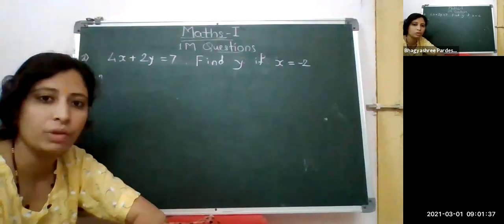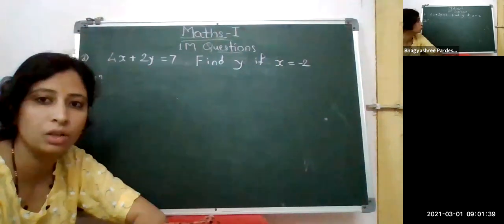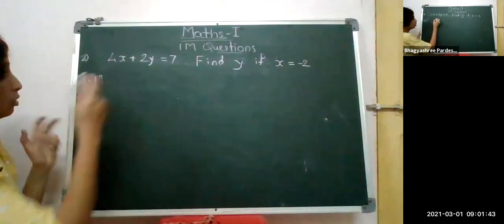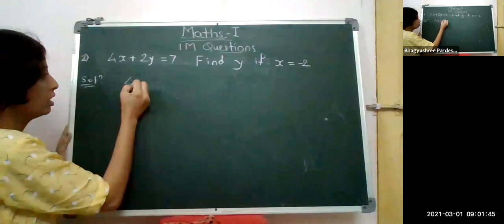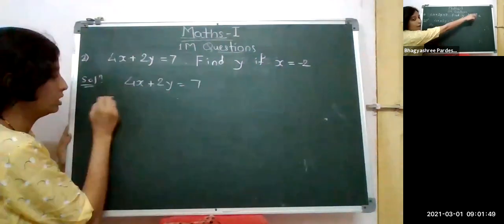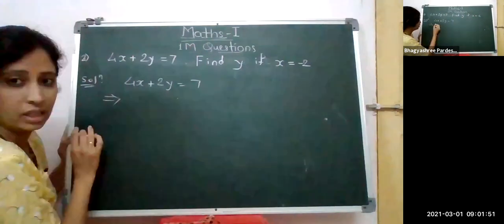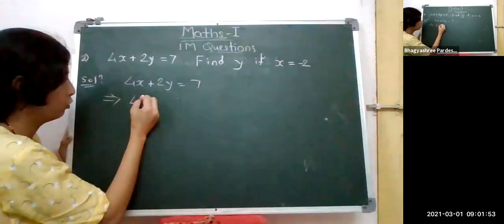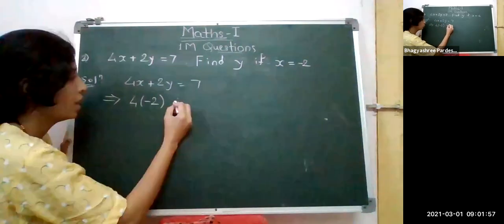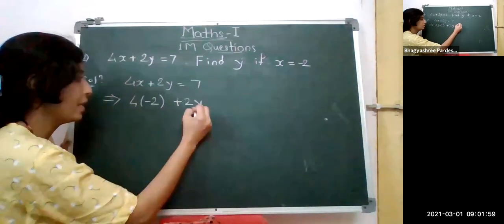Okay, we have to substitute the value of x equals -2 in this given equation. So let's do this. Directly substitute. What is here? 4x plus 2y equals -7. So this implies we have x equals -2. So put that value. 4 into, instead of x, we are substituting here -2, plus 2y equals 1.